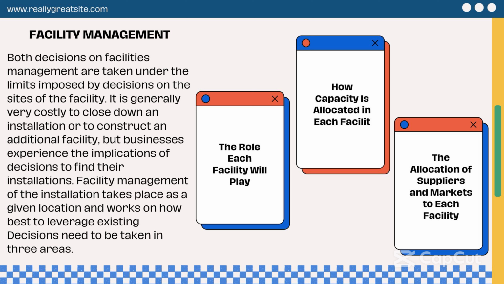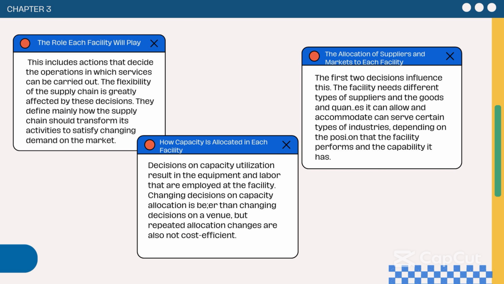Facility management involves making strategic decisions regarding the operation and organization of physical locations where business activities take place. These decisions are crucial because relocating or shutting down facilities can be very costly and they have significant implications for the overall supply chain. Facility management has three areas.